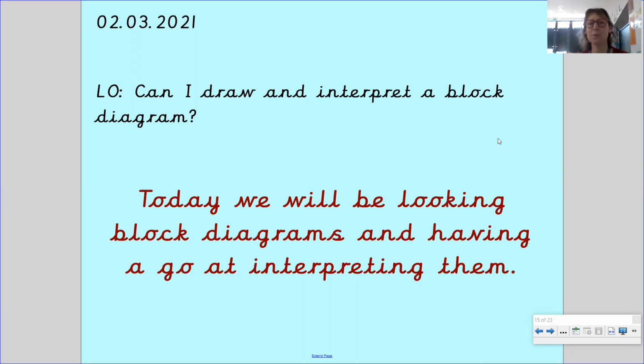Now for the last few days we've been looking at tally charts and pictograms. Today we're going to look at block diagrams, which are slightly easier. The only problem is they're really easy to do if you've got square paper, so you might struggle a little bit if you're working on plain paper or lined paper. You might want to draw columns if you're working on lined paper to make it a little bit easier for you. But I am aware that if you were at school with maths books, it would be much easier, so I'm sorry.